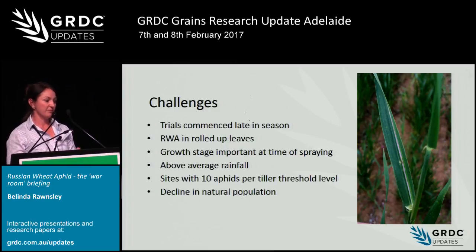So as we are aware, we had above average rainfall, which washed aphids off the crop. We would find a site and then go to spray and realise the aphids were gone, so we had to find another site. So I can appreciate the challenges involved with trying to set up these trials. So we had a natural decline in population due to rainfall.